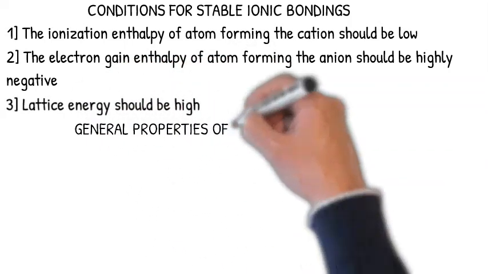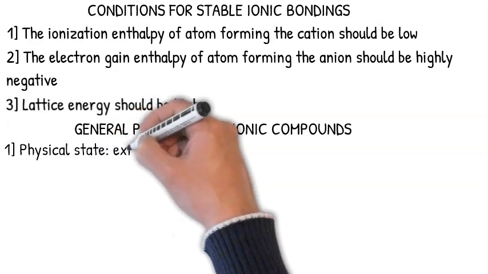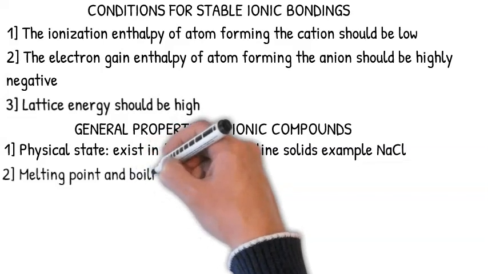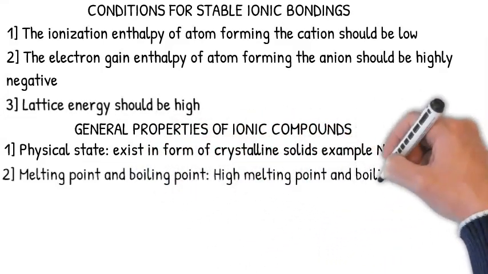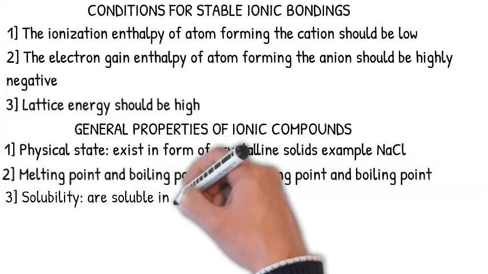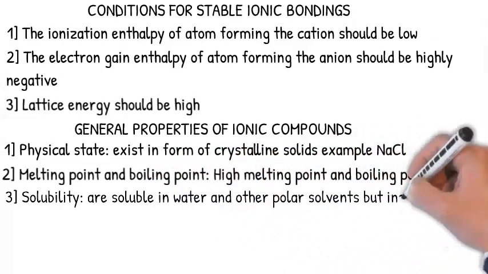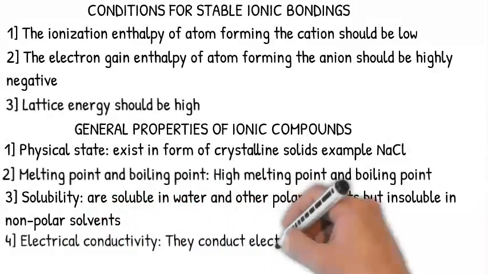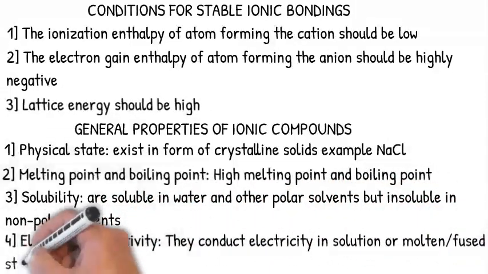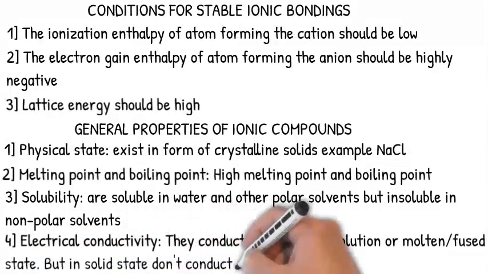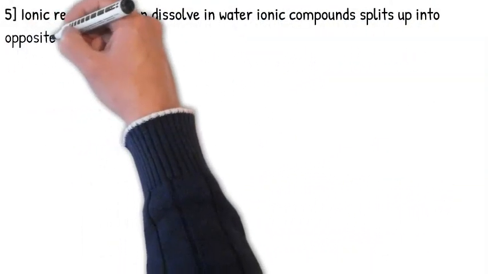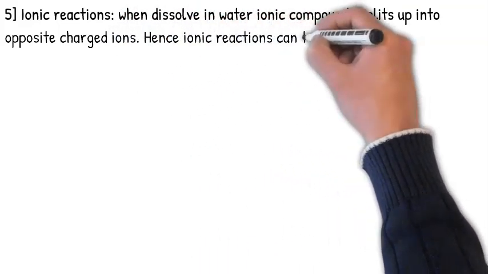General properties of ionic compounds. Number 1. Physical states. Exist in form of crystalline solid, example sodium chloride. Number 2. Melting point and boiling point. High melting point and boiling point. Number 3. Solubility. Are soluble in water and other polar solvents but insoluble in non-polar solvents. Number 4. Electrical conductivity. They conduct electricity in solution or molten or fused state, but in solid state don't conduct electricity. Number 5. Ionic reactions. When dissolved in water, ionic compound splits up into oppositely charged ions, hence ionic reaction can take place.